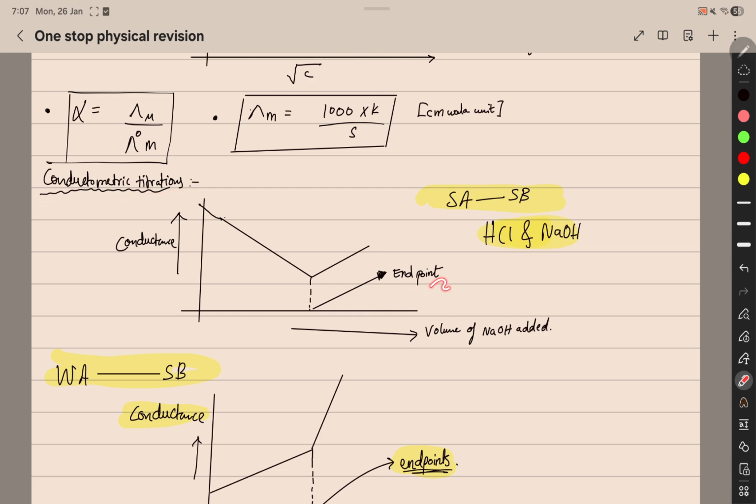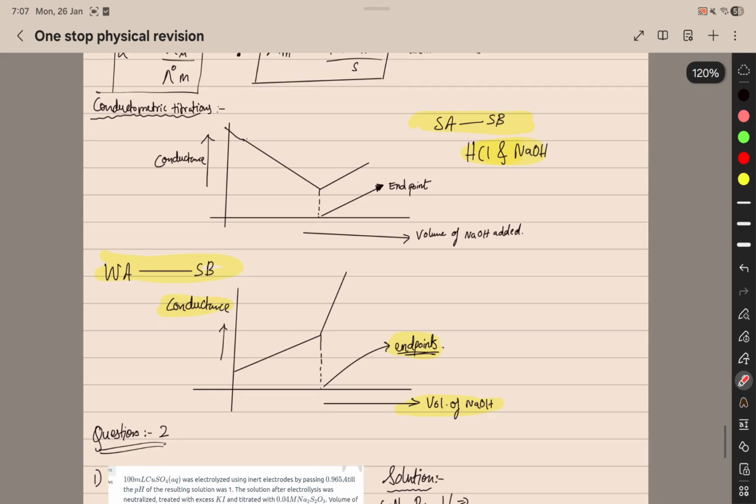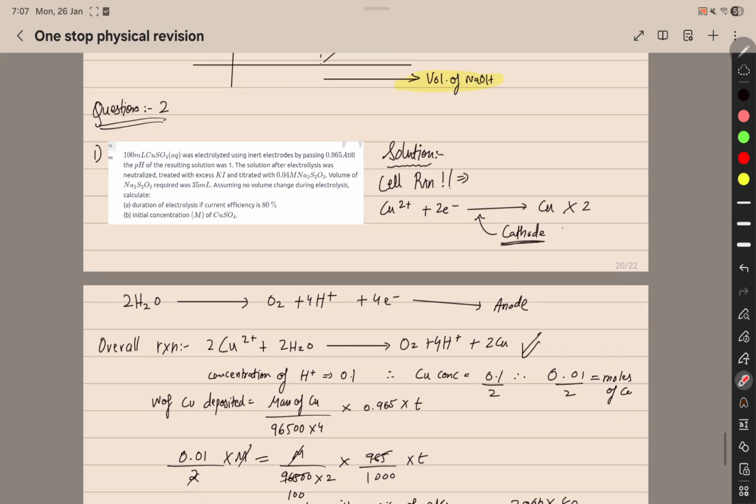Then we have conductometric titrations, which are very simple, SASB. I'm not going fully in depth or telling how they work, but this is the most basic thing you have to know. Even if you've never studied this chapter, you can mark up these graphs like this, and you're done. And then you have a question, which is also fairly simple, just an application of what we learned.